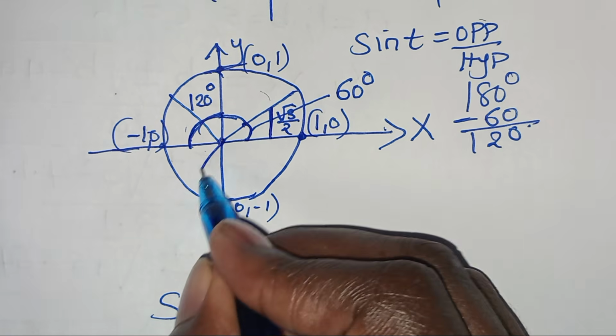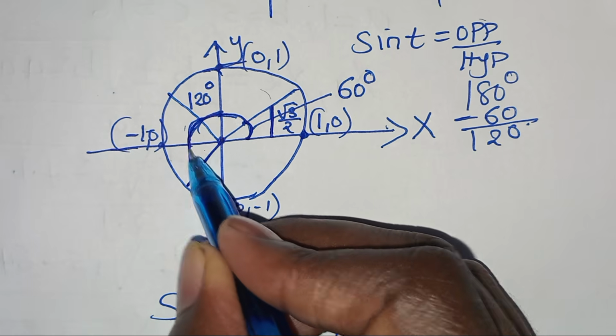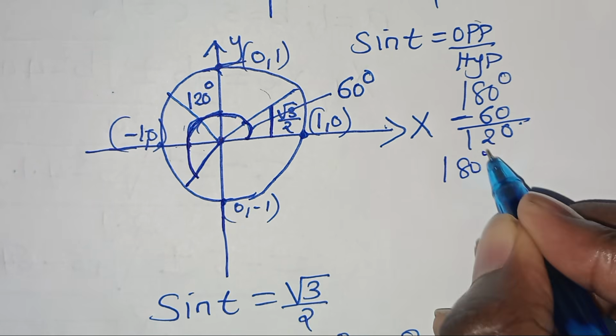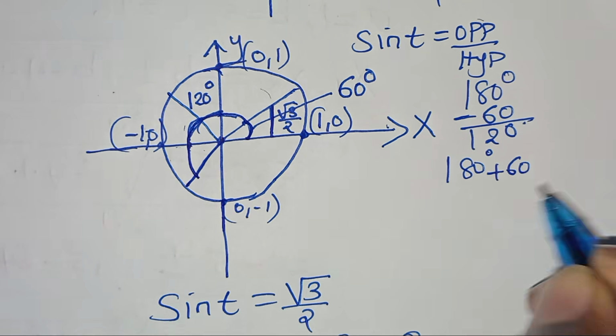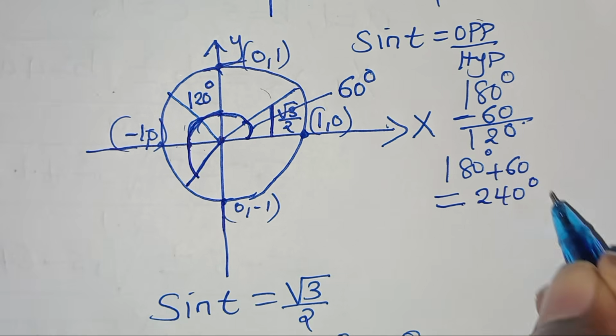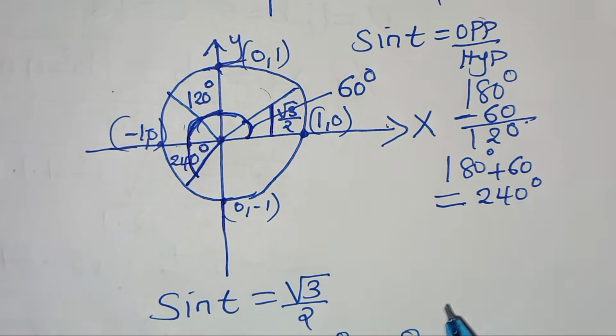Now in the third quadrant, from 0 to the third quadrant, we have another angle here. This is 180 degrees plus 60 degrees, and this is equal to 240 degrees. So we have 240 degrees in the third quadrant.